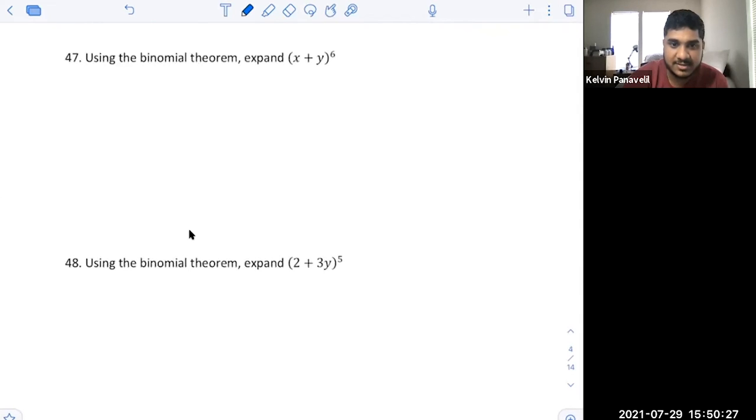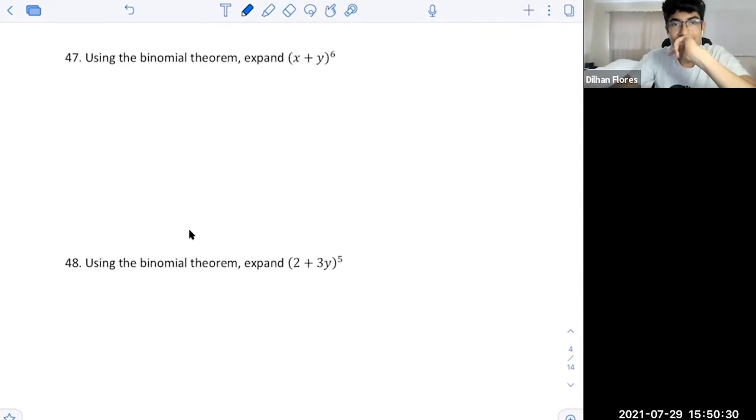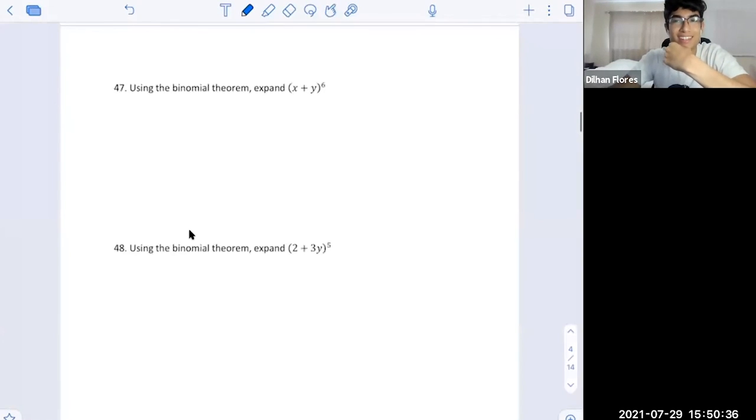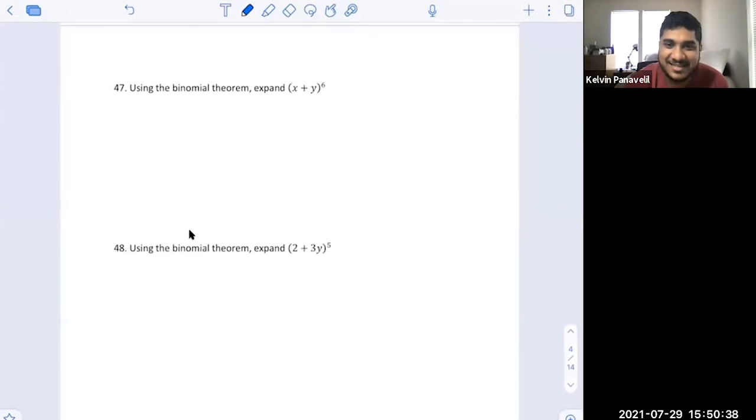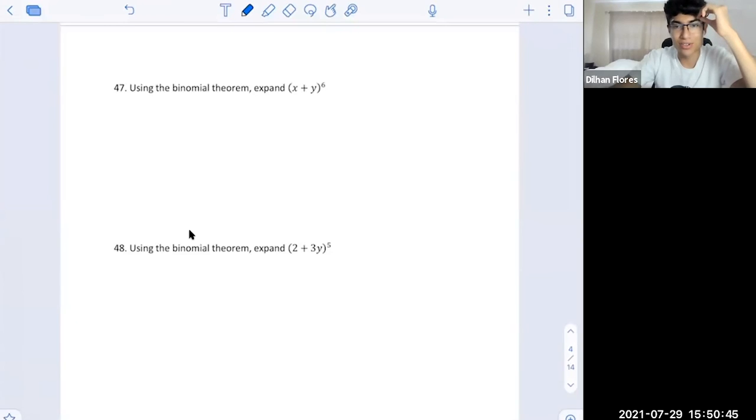Then what do you think we should cover next? Oh man, it's kind of wild that binomial theorem is in an Algebra 2 class. I definitely didn't see this in Algebra 2. Honestly, I'd say don't worry too much about binomial theorem. Yeah, this is not something you're going to see too often. So there's a bunch of binomial theorem questions here.